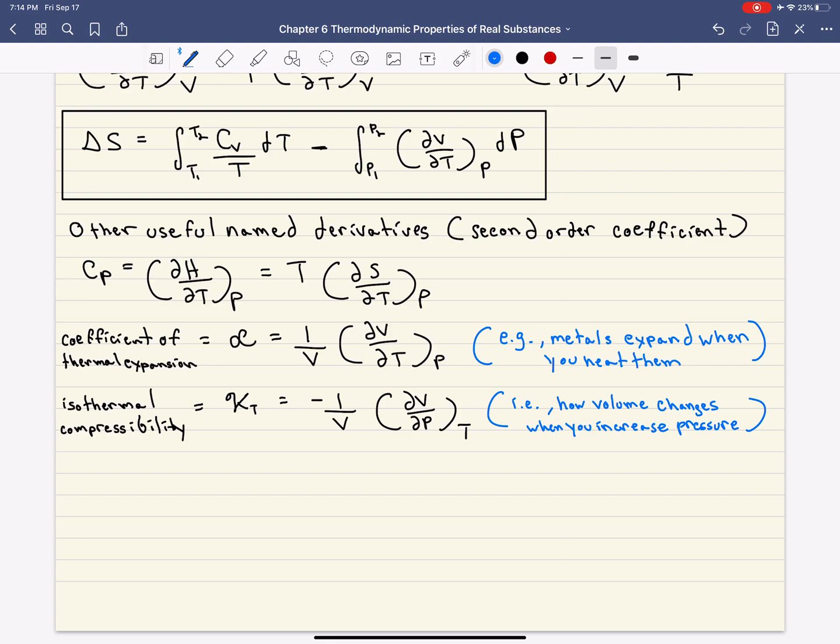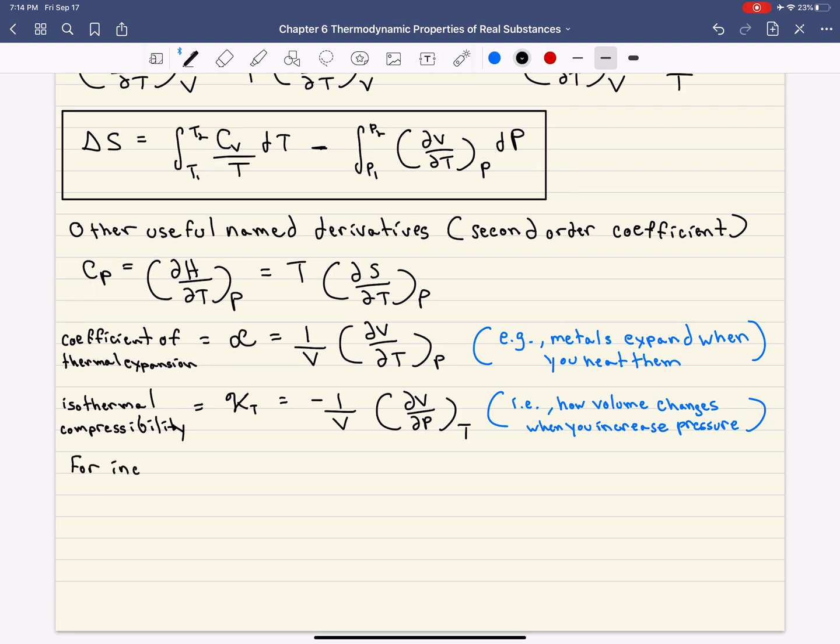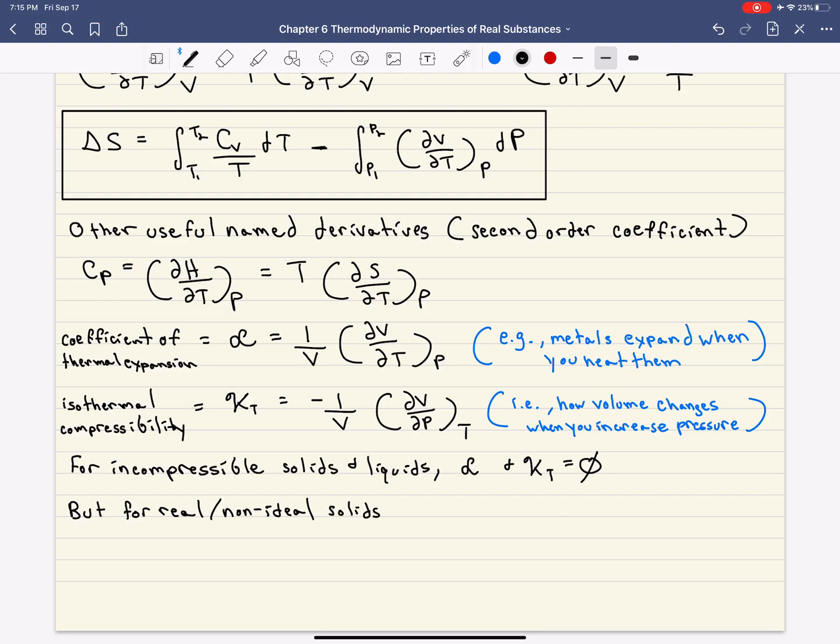Okay? Right, and so I wanted to present these because I wanted to compare them to a common assumption that we've made in a lot of the problems we've dealt with so far when we encounter liquids or solids. So a lot of times we just immediately assume that the solids or liquids are incompressible. And so by making that assumption, what we're saying is that alpha and kappa are equal to 0. Okay? But in real life, or under real processes, the incompressible assumption is like making the assumption of an ideal gas or something, right? So whenever we're dealing with real solids and liquids, alpha and kappa T would not be equal to 0.